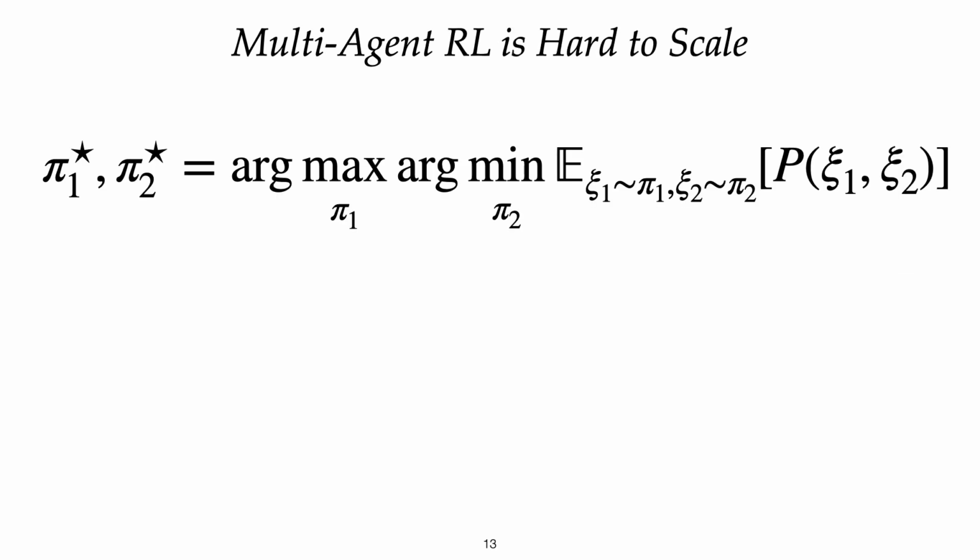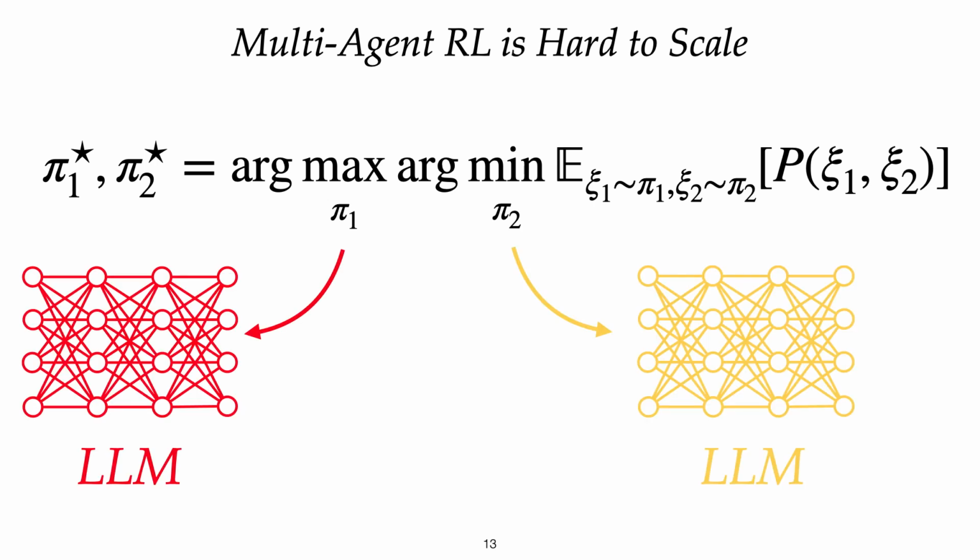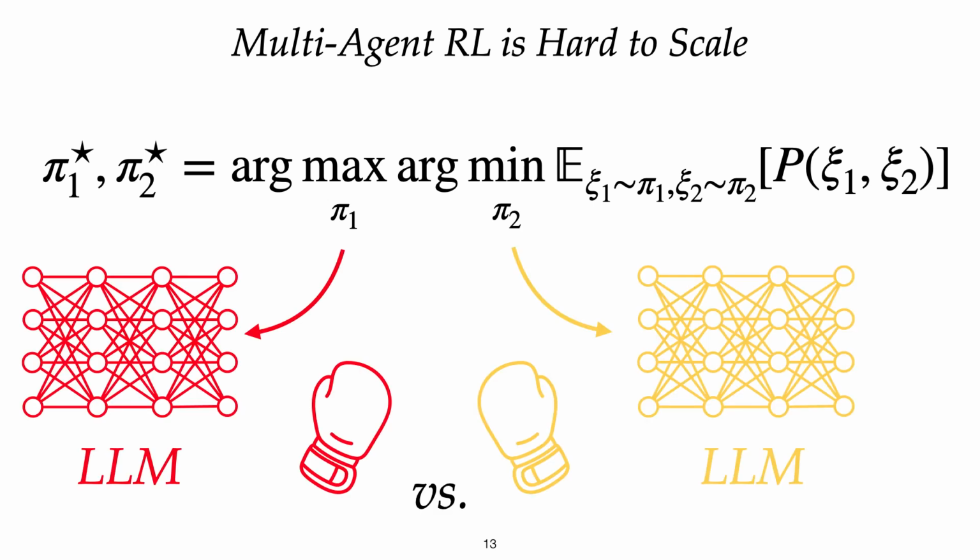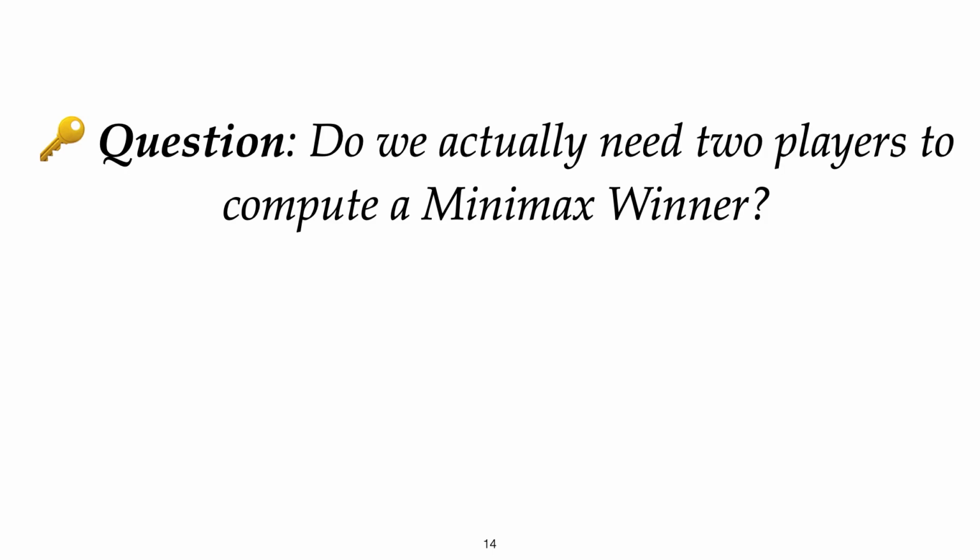Unfortunately, computing minimax winners comes with a heavy computational burden. The need to do adversarial training at the scale of LLMs is entirely infeasible, both due to compute and memory restrictions. This motivates the key question of our work. Do we actually need two players to compute a minimax winner?